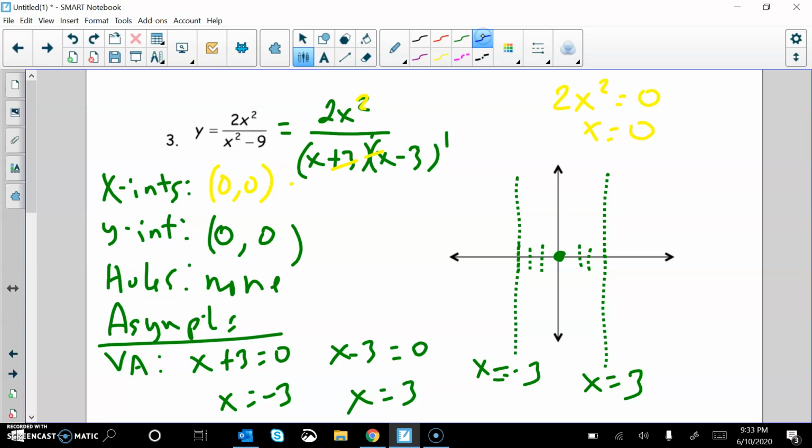Horizontal asymptotes. Let's see. So the numerator has a degree of 2. Denominator also has a degree of 2. So then you take the ratio of the leading coefficients. So y equal to 2 over 1 is your horizontal asymptote.